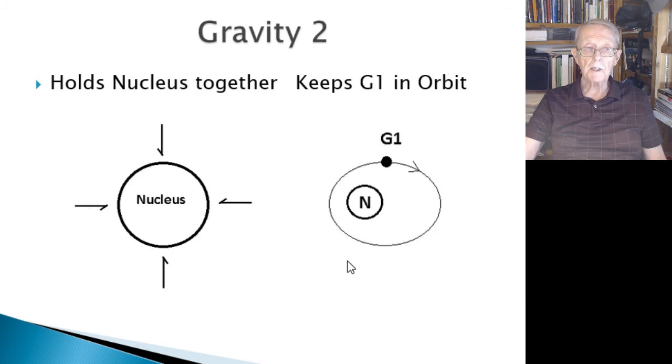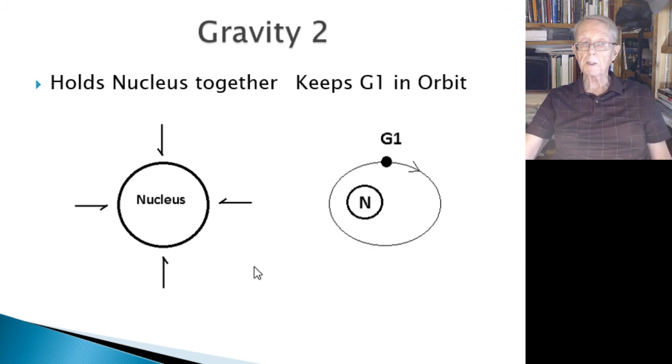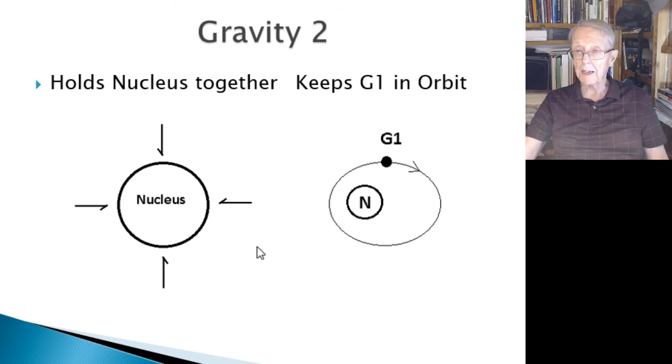Now let's take a look at gravity 2. Now, I'm going to say this, but I really haven't explained the details as to why I would come to this conclusion, but I'm going to draw the analogy now, and as we do later videos, you will see why this is true or reasonable. The G2 gravity actually holds the nucleus, multiple nucleons together, just like G1 holds the Earth together.